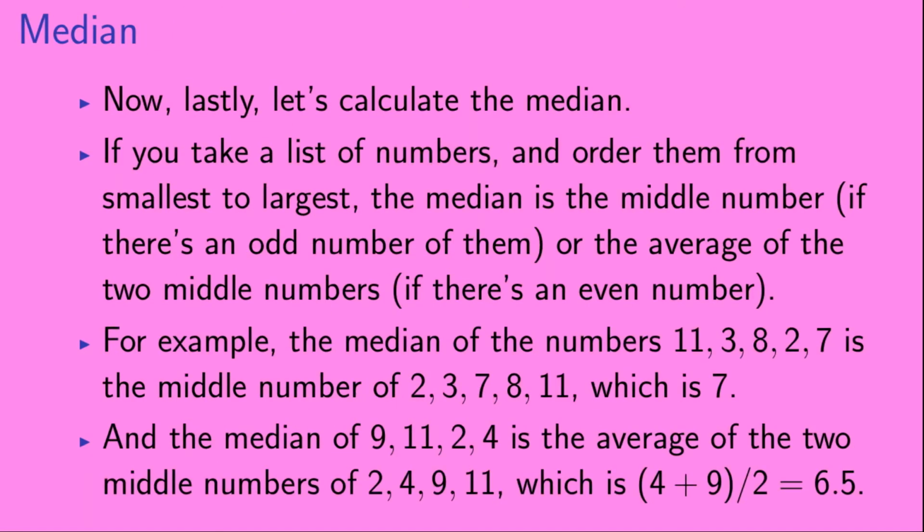Okay, now lastly, let's calculate the median. If you take a list of numbers and order them from smallest to largest, the median is the middle number, if there's an odd number of them, or the average of the 2 middle numbers, if there's an even number of them. For example, the median of the numbers 11, 3, 8, 2, and 7 is the middle number of 2, 3, 7, 8, and 11, which is 7. And the median of 9, 11, 2, and 4 is the average of the two middle numbers of 2, 4, 9, and 11, which is the average of 4 and 9, which is 6.5.